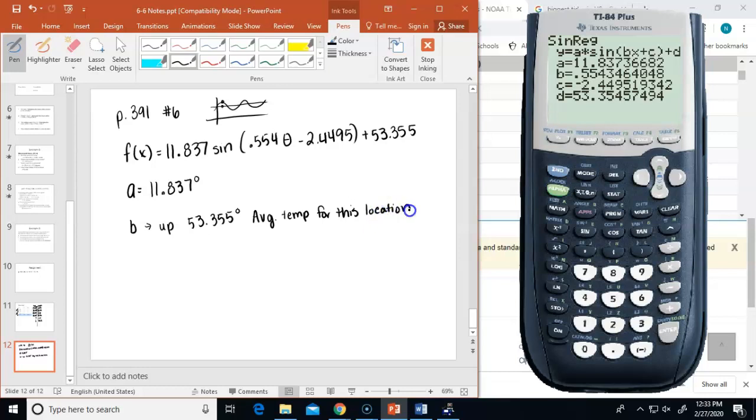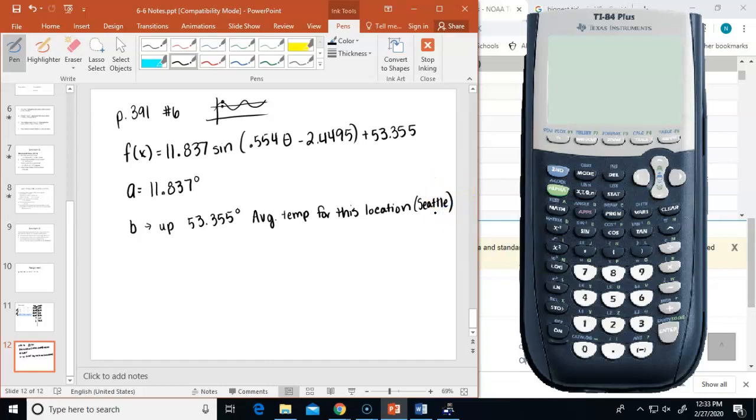Which is Seattle. Okay. So for Seattle, this is your average temperature. Kind of cool there, actually.